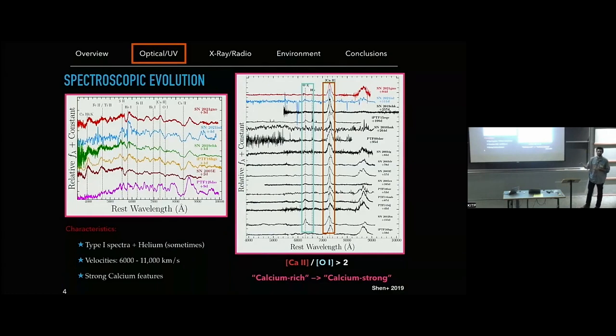I like Ken's terminology there. So I may say calcium strong, I may say calcium rich. I'm so inundated with both terms, but they're interchangeable. It doesn't mean that they have more calcium. But these are really interesting events spectroscopically, and we can confirm calcium richness or strongness by continuing to follow them at later times in the nebular phase to see how this dominant calcium line emerges.